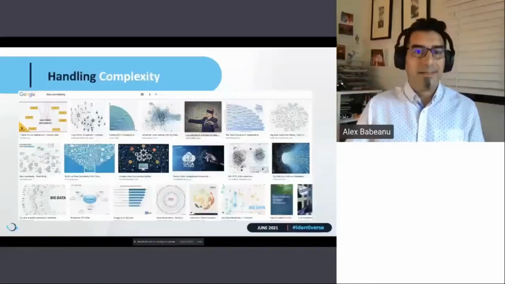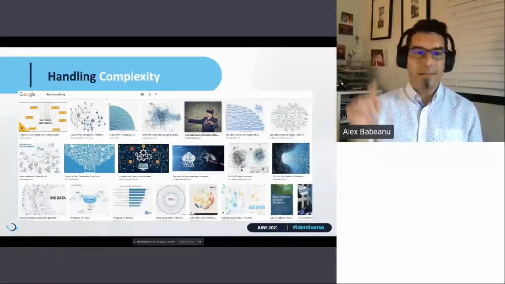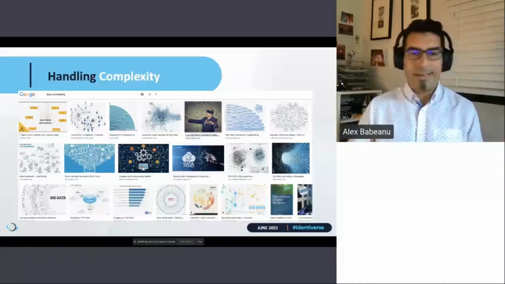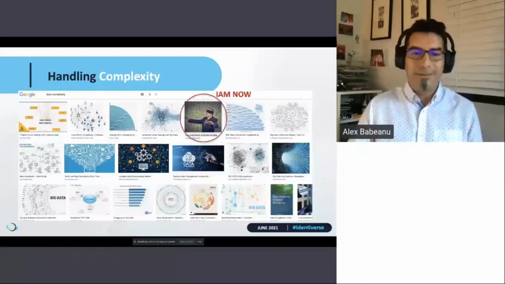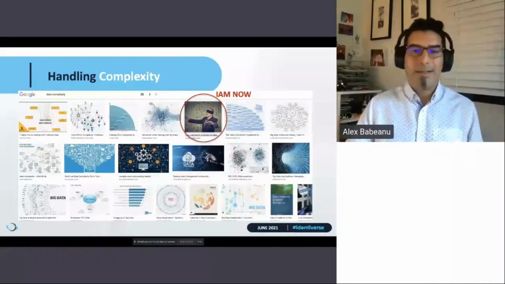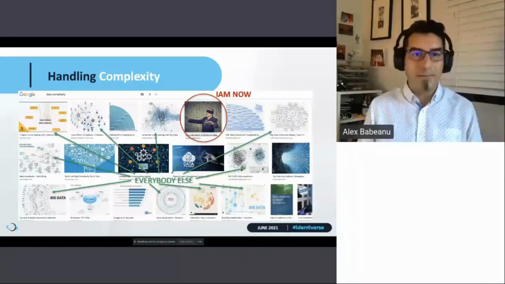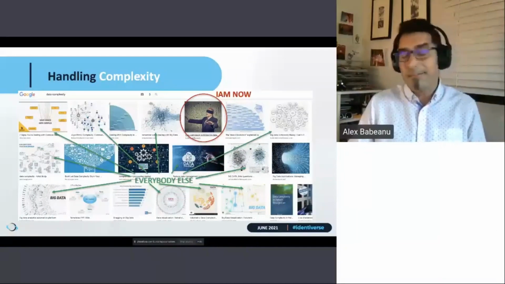Besides complexity, an interesting experiment here. If you Google data complexity and click on the images button, this is what you get. It's interesting to note that this is where I think IAM is now. We're staggering in the dark. We have a lot of data we don't know how to make sense of. And here's what everybody else is doing. Everybody else is using graphs to tackle complexity. We should embrace it, I think, anyway.